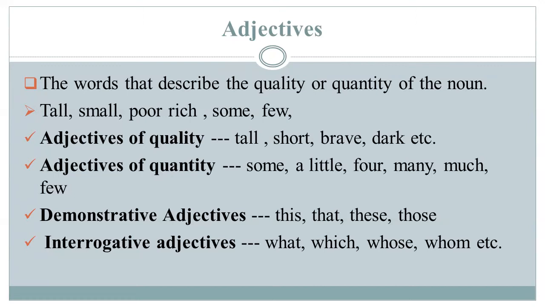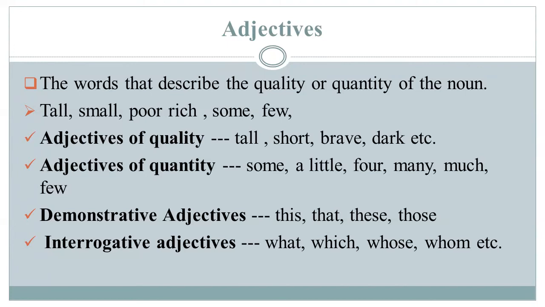One is adjectives of quality. It tells the quality, describes a noun, whether he is tall, short, brave, dark, etc. Adjectives of quantity tells the quantity of noun. If noun is some, little, few, many, much, few. Demonstrative adjectives points towards the noun, and these are this, that, those. Interrogative adjectives ask about noun, what, which, whose, whom, etc. Let us do some practice.